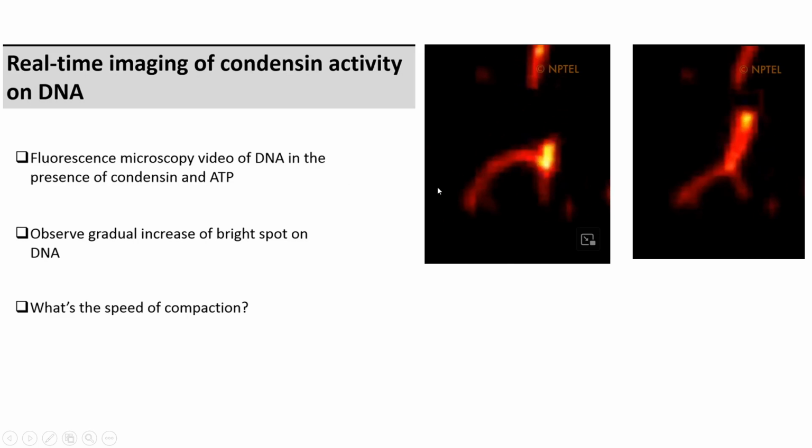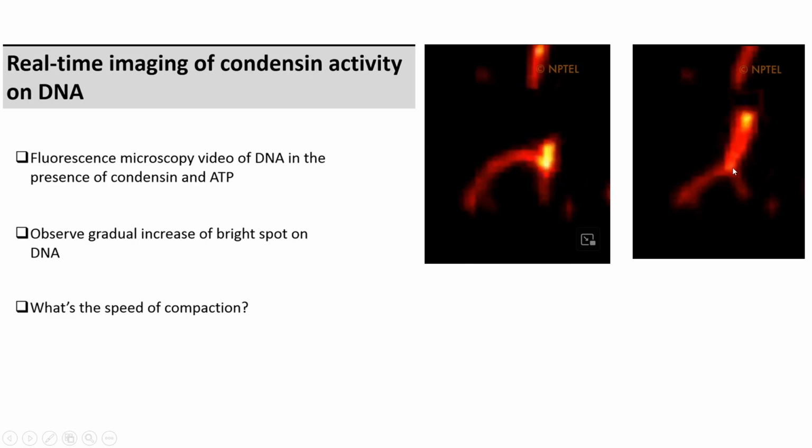So you can see fluorescence in the fluorescence microscopy here. You can see the condensate and ATP. Here you can see a very bright spot, which is actually tagged. The DNA is tagged with a dye. Then it is observed, and the very dark spot is observed.